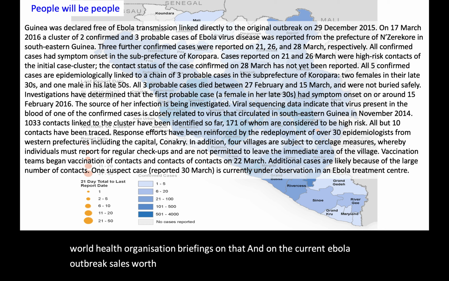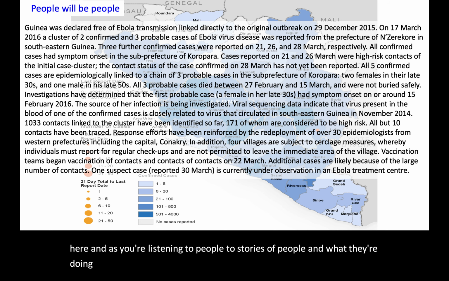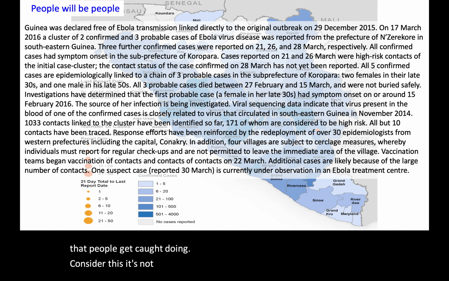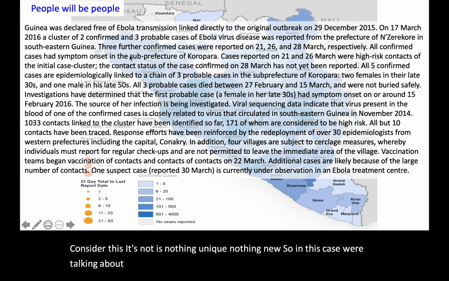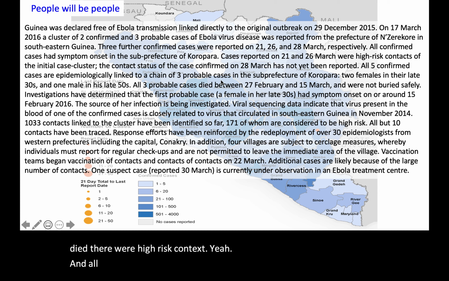Of course, people will be people, yeah, as it says here. And as you're listening to stories of people and what they're doing in response to the coronavirus outbreak and some of the crazy stuff that people get caught doing, consider this. Yeah, it's nothing unique, nothing new. So in this case, we're talking about some people who had actually died of this, and so these people died. There were high-risk contacts. Yep, and all 5 cases were epidemiologically linked. Great. All 3 probable cases died within a particular window and were not buried safely.